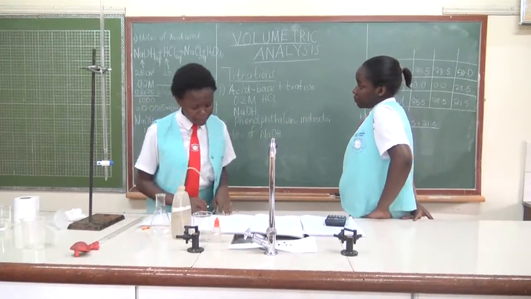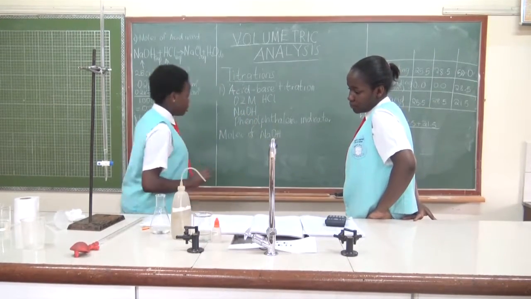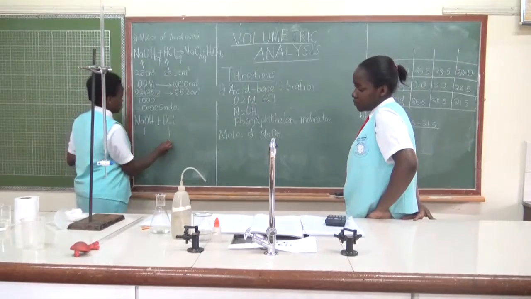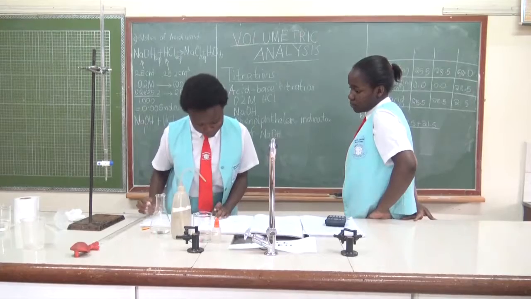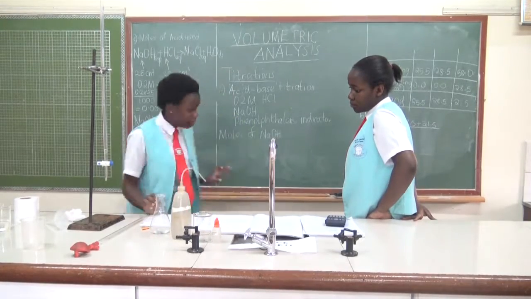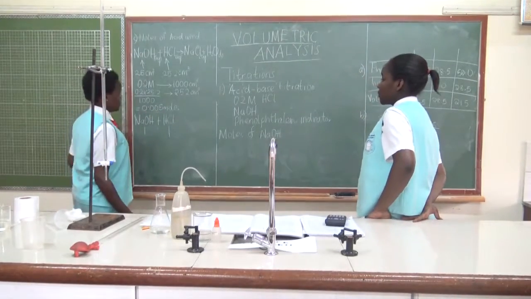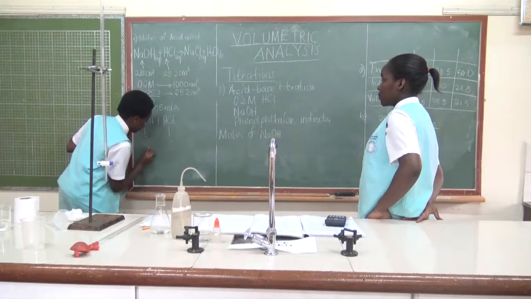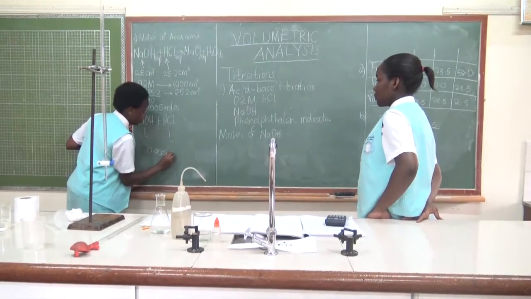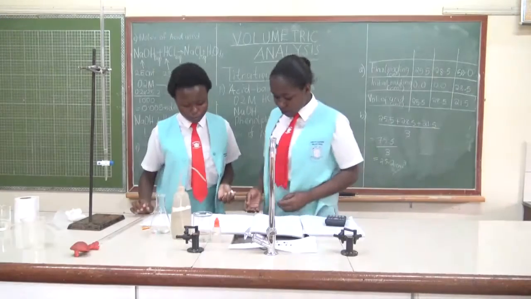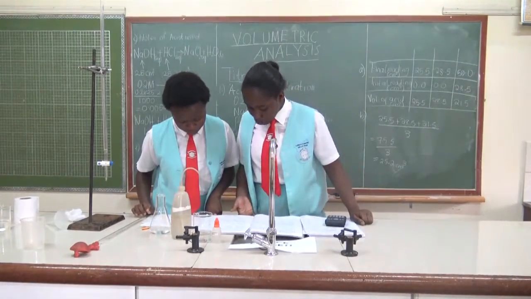The question is, determine the number of moles in 25 cubic centimeters of sodium hydroxide. We know the mole ratio is 1:1. Therefore, the number of moles in 25 cubic centimeters will be equal to the number of moles of the acid, because the mole ratio is 1:1. So that is 0.005 moles. And the last question is to determine the concentration of sodium hydroxide in moles per liter.